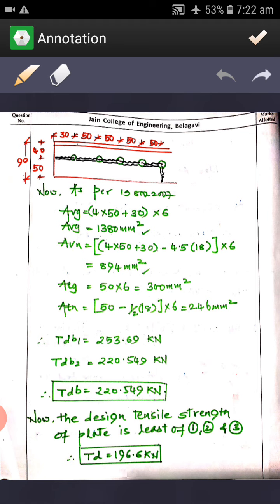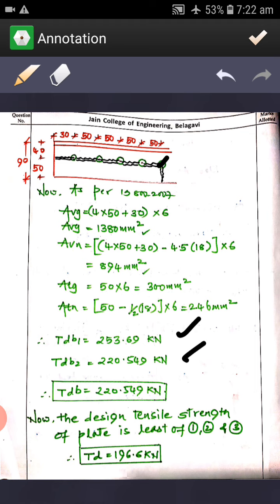Next is ATG. What is ATG? From the outermost bolt to the end or the toe of the angle, not towards the junction. You have to take towards the toe, not towards the junction. So that is 50 into 6, the gross area. Next is ATN. ATN is 50 minus half of this bolt. Only one bolt is there, up to its center, so 50 minus half of 18, into 6.